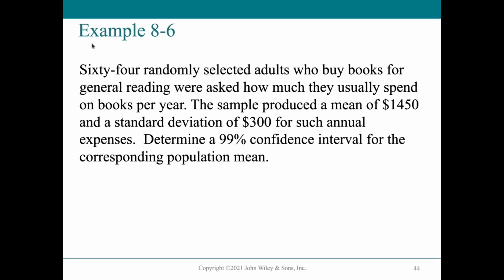We have 64 randomly selected adults who buy books for general reading, who were asked how much they usually spend on books per year. Our sample of 64 people, so n is equal to 64, produced a mean of 1,450. This is our sample mean, and a sample standard deviation of $300 for annual expenses. We want to be 99% confident in estimating, using this sample statistic, the average amount of spending on books per year of the general population.